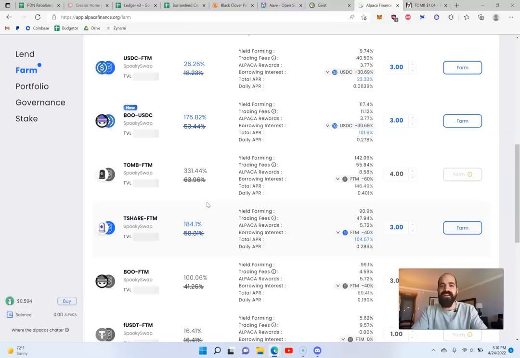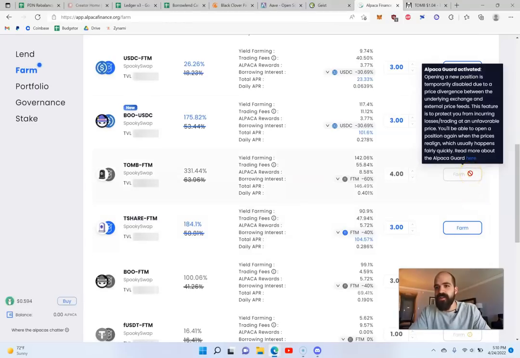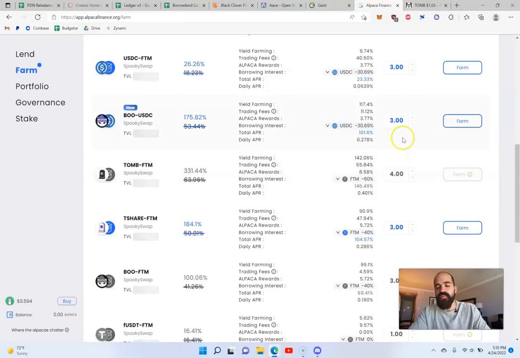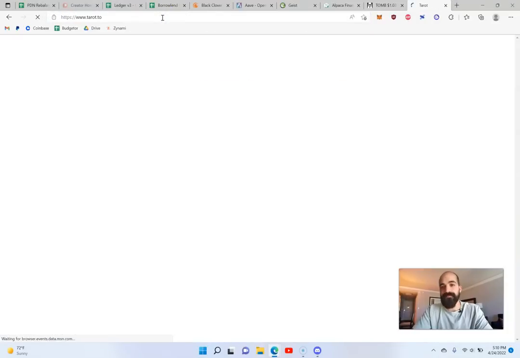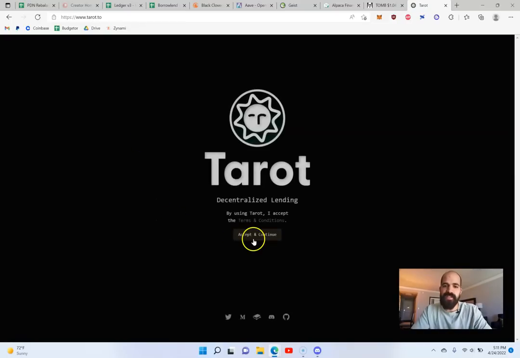4 is the max. You can't farm right now? Opening a new position is temporarily disabled due to a price divergence between, oh man. Yeah, so if you wanted to do this, you might have to go somewhere like Taro. So maybe we're not going to get that nice 300%. Maybe we're going to get a lower yield. Taro is another leverage yield farm. Really nice. Now also available in the US, which is cool. So we'll wait for them to load.